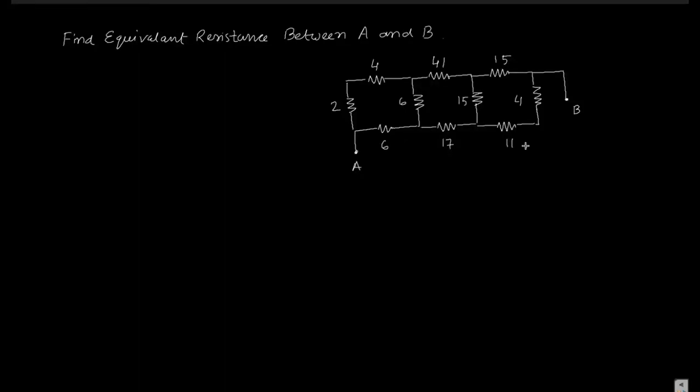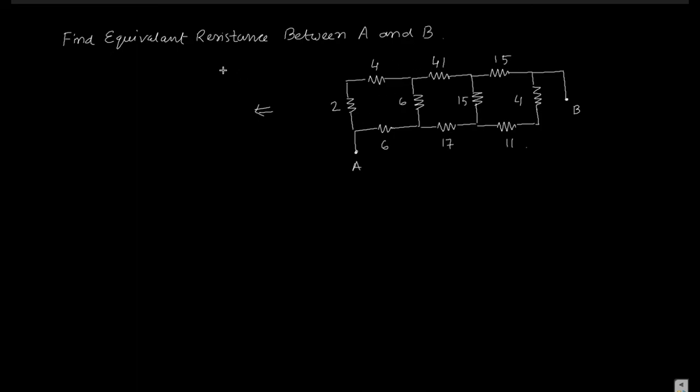Did you see any star or delta in this circuit? Does anybody see any star or delta? I can make it easy, okay? 2 and 4 are added, then that star will be 2 or 4? It will be 2 or 4? Very good. And 4 and 11 is nothing but 15.